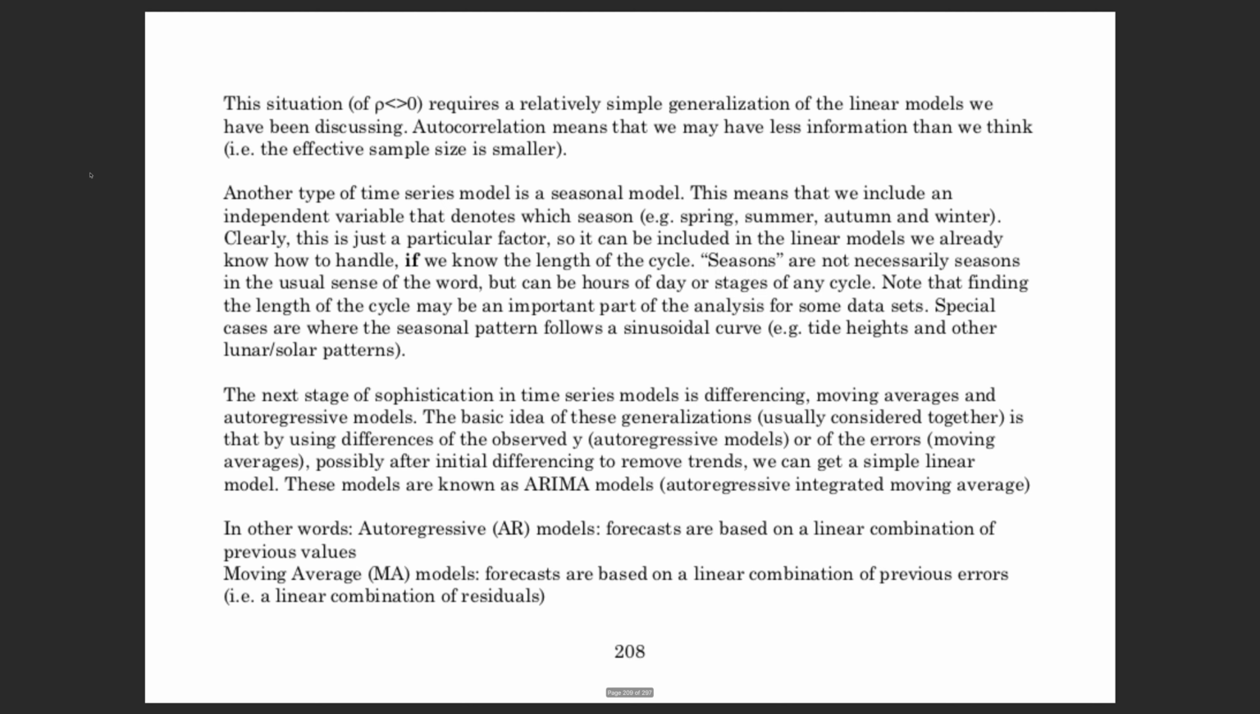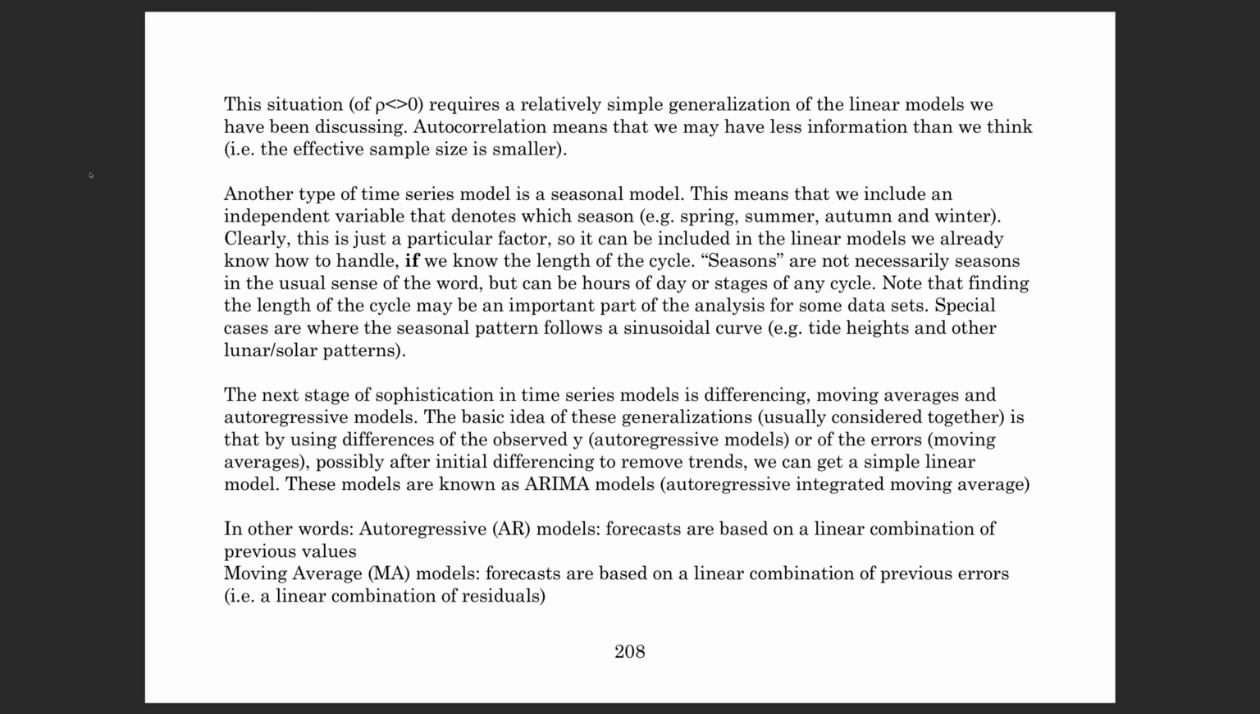Okay, so this situation where rho is not equal to 0 requires a relatively simple generalization of the linear models we've been discussing. As I said, autocorrelation means that we have less information than we think, i.e. the effective size is smaller. So what other types of time series model might we be thinking about? Well, one issue is a seasonal effect. That means we have an independent variable that denotes which season. So clearly this could literally be the seasons of spring, summer, autumn, and winter, or it could be months of the year, or it could be days of the week.